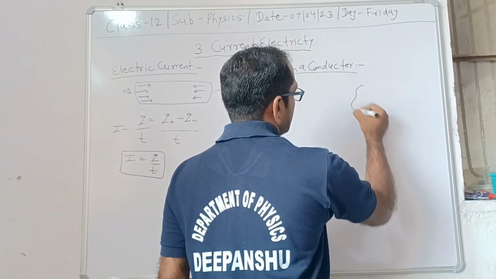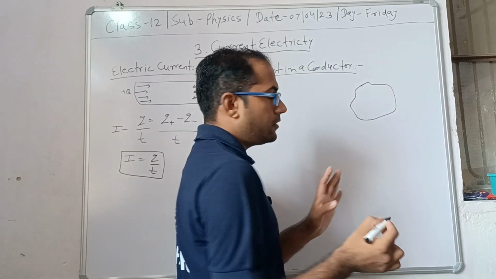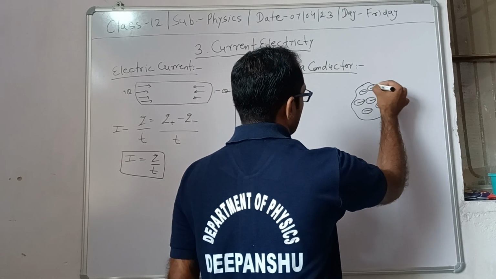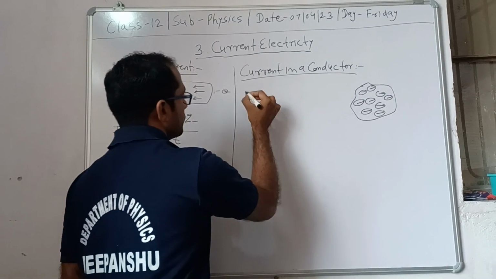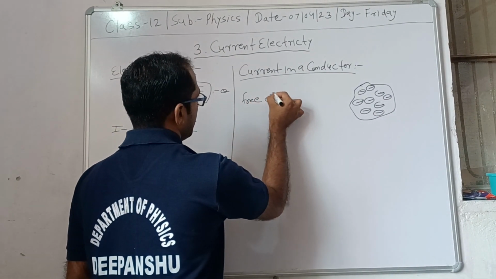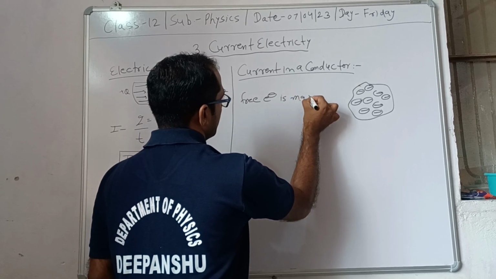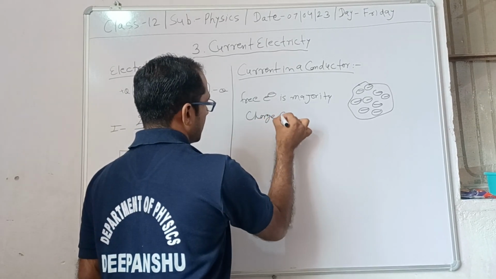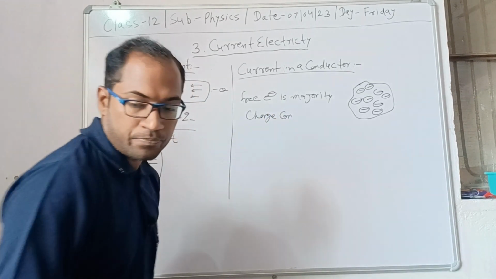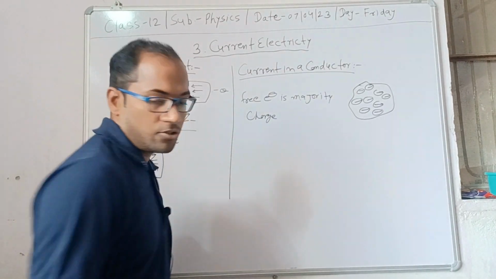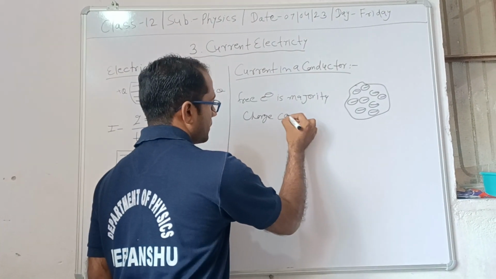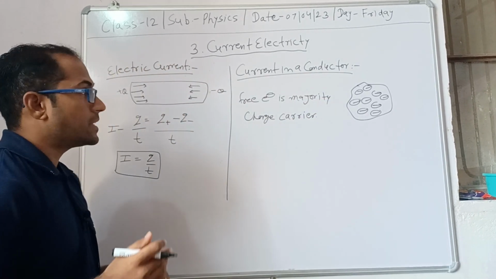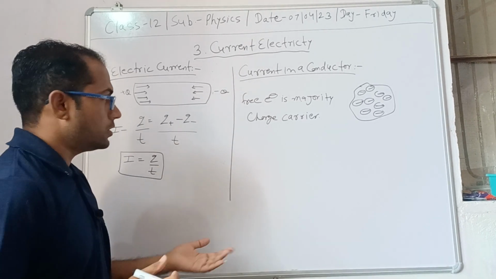Like this is a conductor, and there are so many free electrons in this conductor like this. So these free electrons are the majority charge carrier. So in this conductor, basically, the charge flows by the electrons.